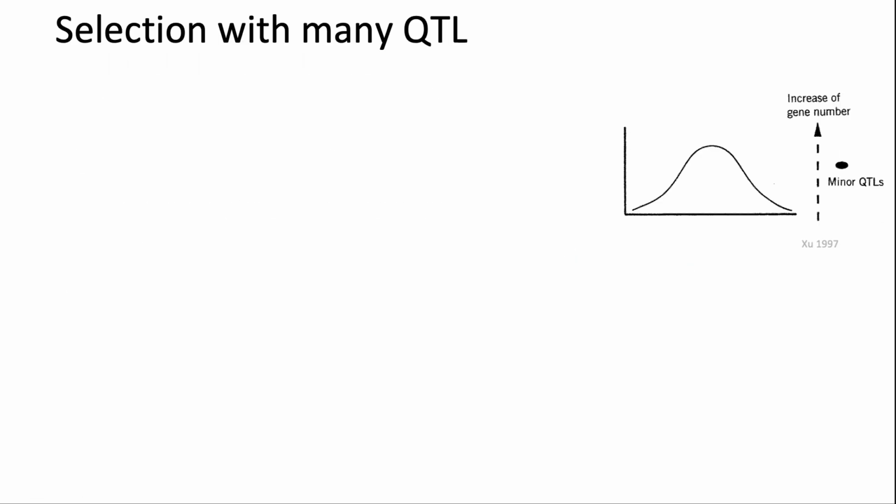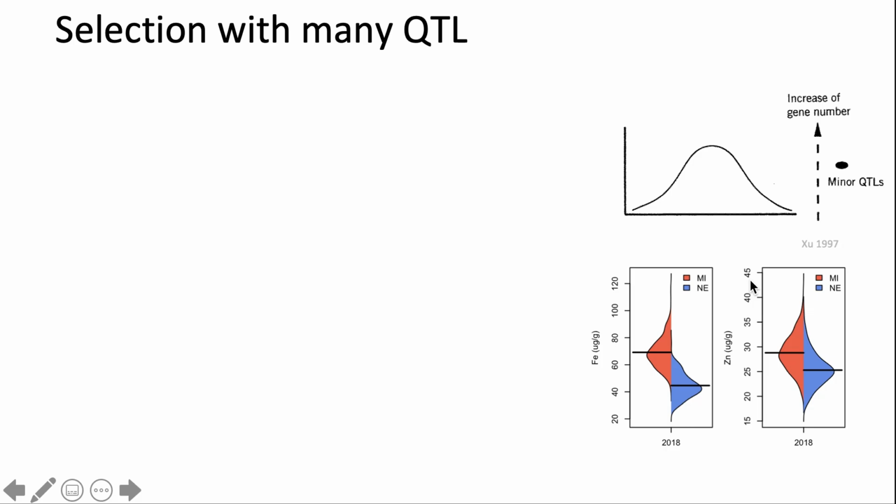But what happens when there are many QTLs that control the trait? When we have a lot of QTLs, we are going to have a continuous distribution of that phenotype, and that is what happens in a lot of traits of importance in plant breeding. For example, here I have some data from my research. I am working with mineral concentration, iron and zinc, and you can see here the distribution of those traits is quantitative, between years and locations.